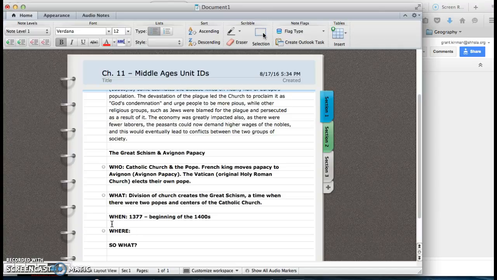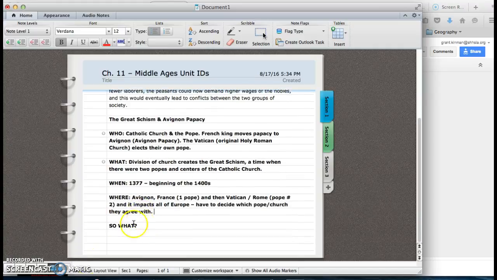Where? We've already covered that. I mean, we got Avignon, France. That's where one Pope is. And then, of course, the Vatican, or Rome, where we can call it Pope number 2. And we would want to note that it impacts all of Europe. You can make a note. Have to decide which Pope/church they agree with.